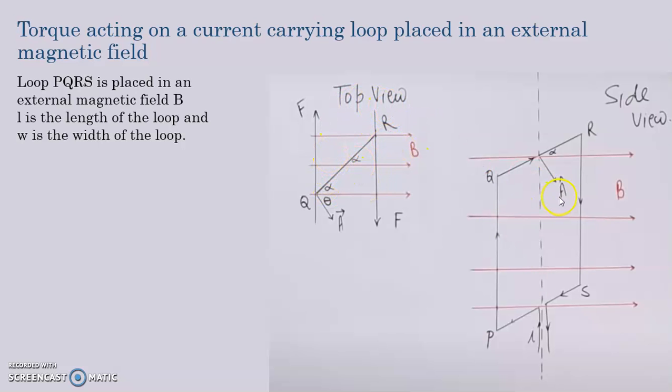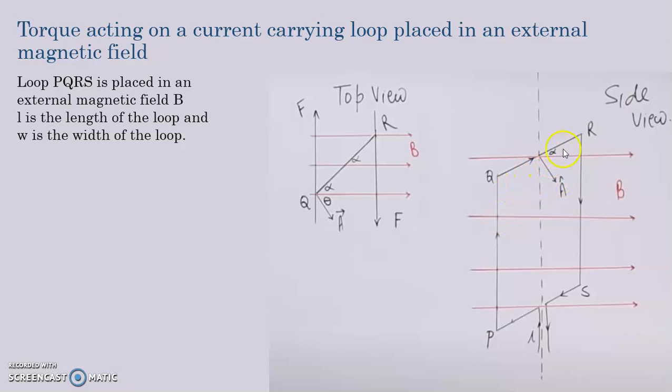This is the top view of the same diagram. As you see, this QR is making an angle of alpha with the external magnetic field. Current I is flowing through this loop in clockwise direction. As this current carrying loop is placed in an external magnetic field, it will experience force.